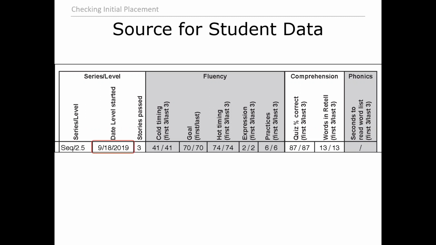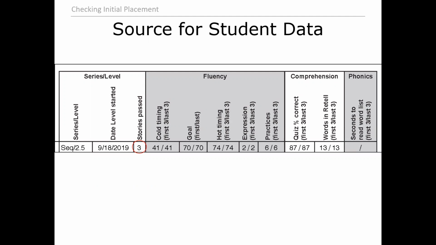We have the date the level was started, the number of stories passed. Ideally, this will be about 3. We say 3 to 6. If you have some at 2 and some at 4, that's okay. So you're just going to try to get as close to 3 as you can.